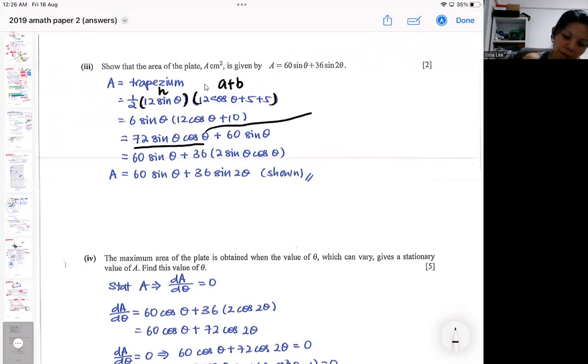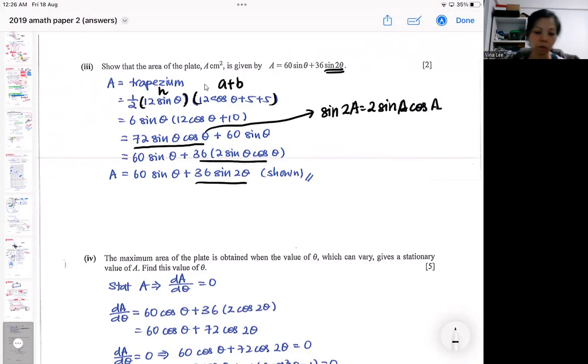You must be able to relate to a double angle formula. The double angle formula is provided in your O-level list. So you got to look back at the double angle and condense this double angle. So if you condense the double angle, then it will be something like this. That's how we get the 36 sine 2 theta. Okay, so this is the part that involves a little bit of double angle.